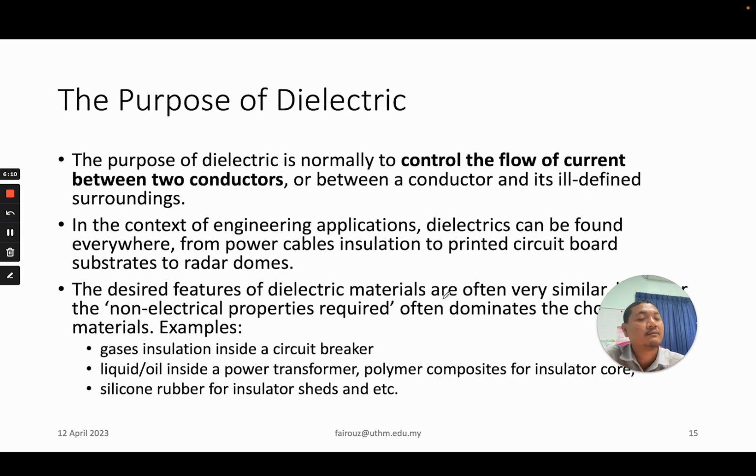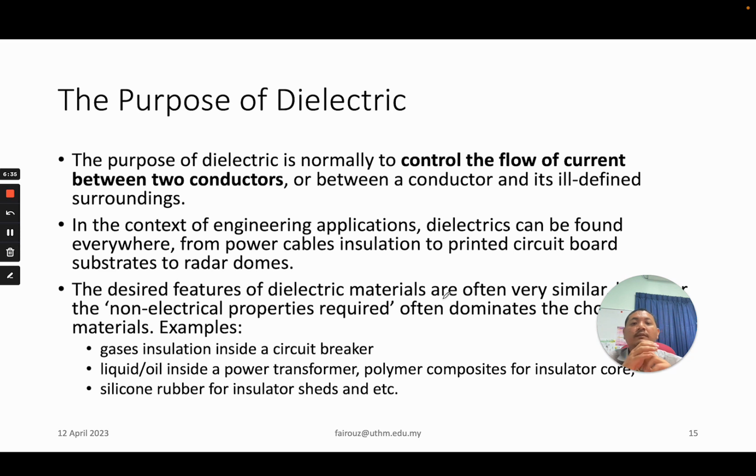So the purpose of dielectric materials: we use dielectric materials in high voltage engineering, in high voltage applications, basically to control the flow of current between two conductors. Not just to control the flow, but basically to block completely the flow of currents.